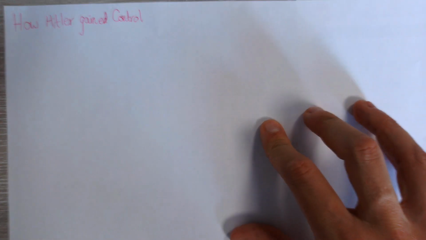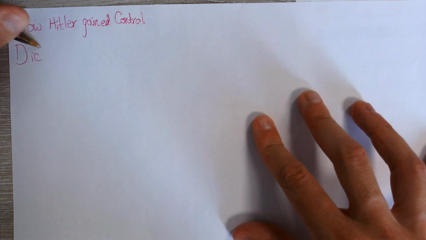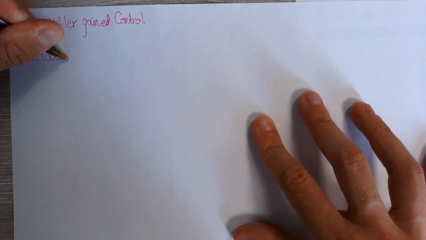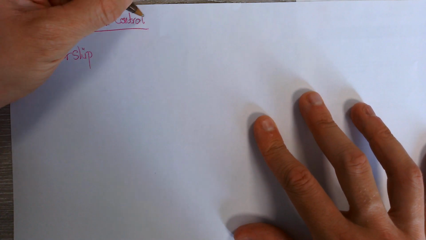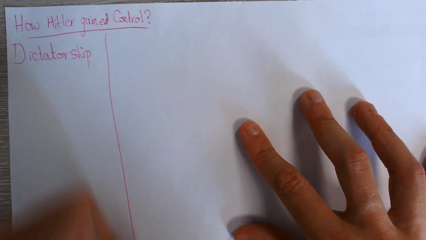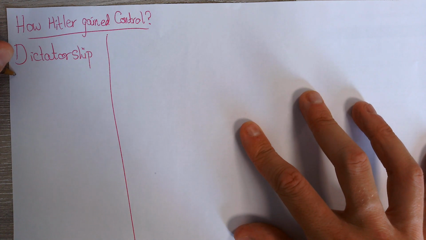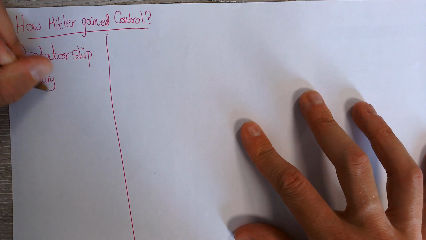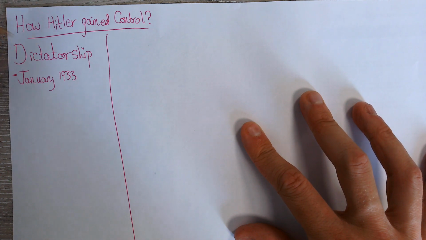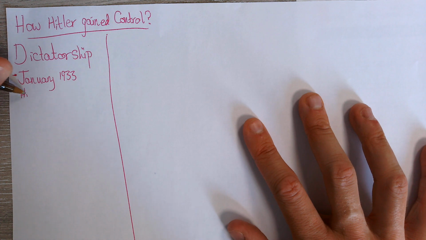Right, so let's do Hitler's dictatorship first then. So, first date that I would memorise is that in January 1933, that is the date that Hitler becomes Chancellor.